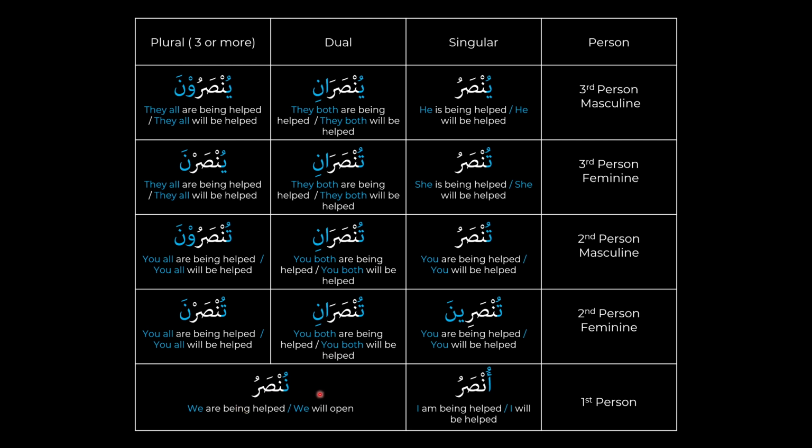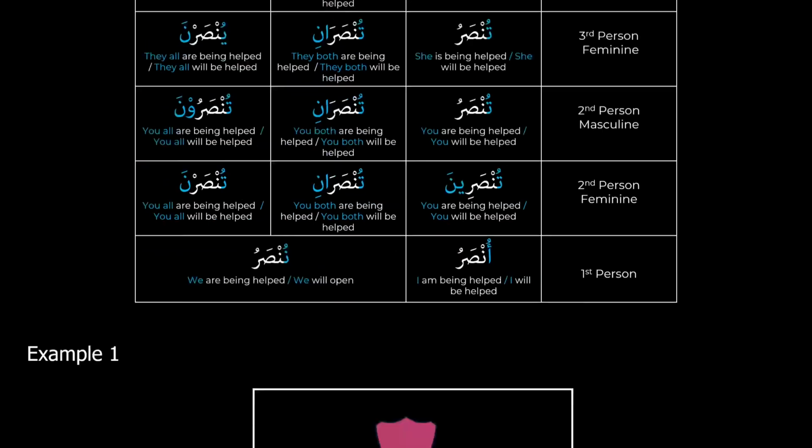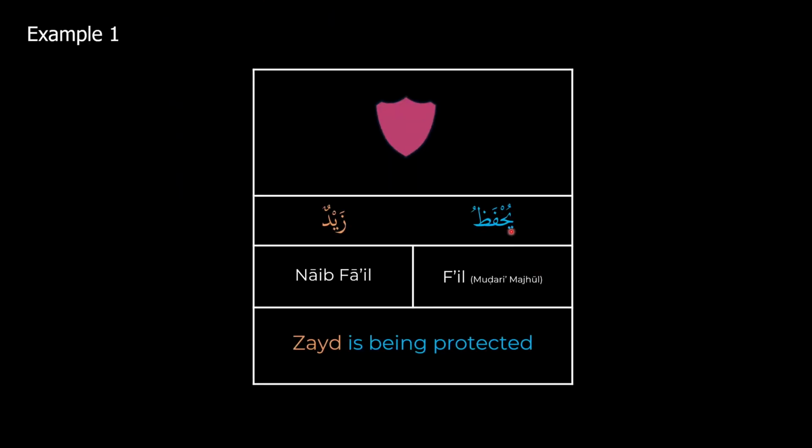So now let's take a look at a few examples. So here we have yuhfadhu zaydun, and you can tell that yuhfadhu is in the passive present tense form because again the ya has a dhamma and then the second letter has a fatha. So this becomes our mudari majhul, and because it's in the passive present tense form, we're not going to have a fa'il but instead a na'ib fa'il, which is going to be zaydun. So this becomes Zayd is being protected.